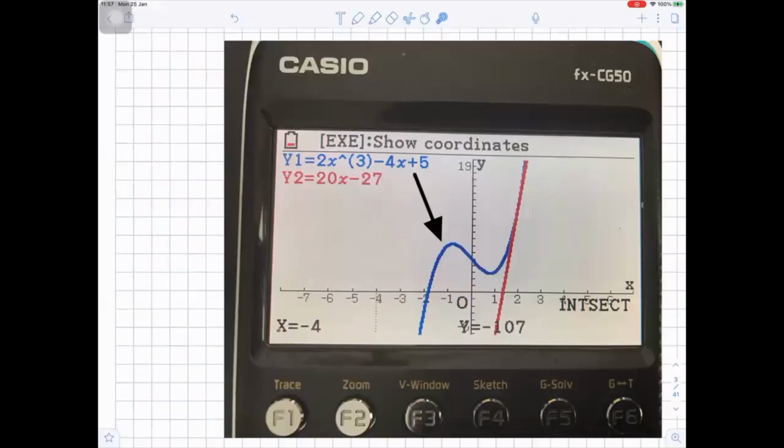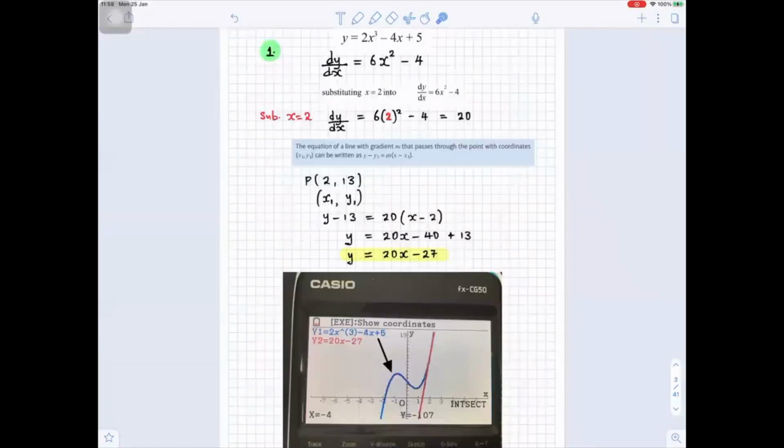And if you plot it on a graph, the red line is the equation of the tangent line. That's the red straight line there. And then the blue curve is the equation of the curve, 2x cubed minus 4x plus 5. That's what it looks like on the graph. So that's your complete answer for question number 1.